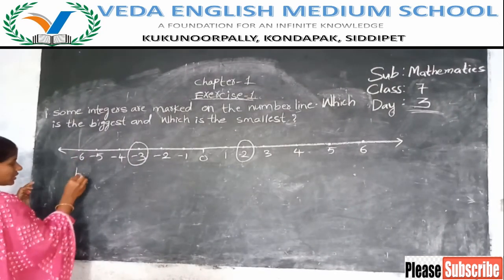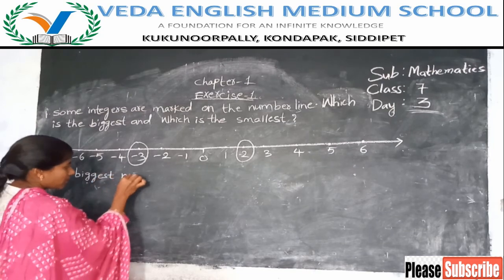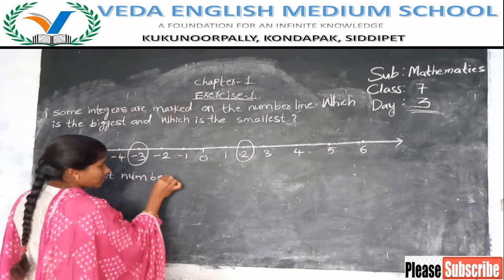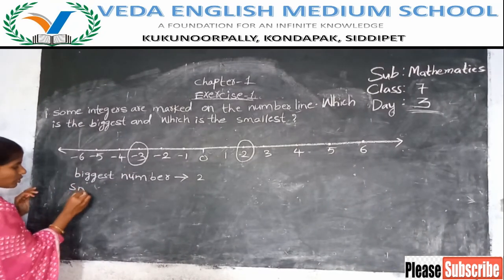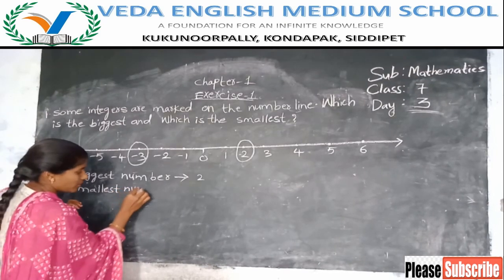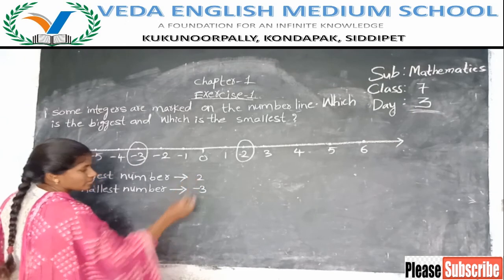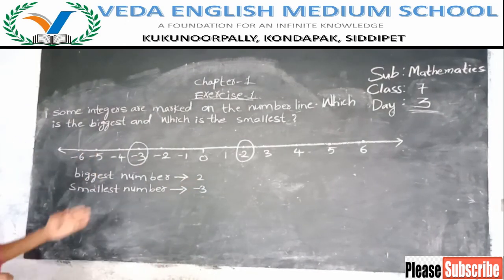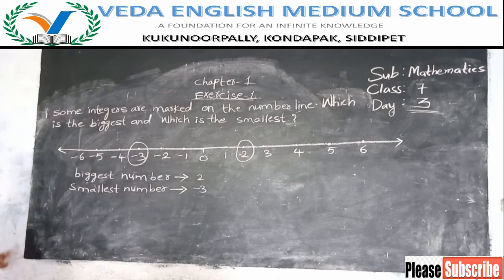So the biggest number is 2. What is the smallest number? The smallest number is -3. First solution has completed. Like this you have to do. Now the second one.